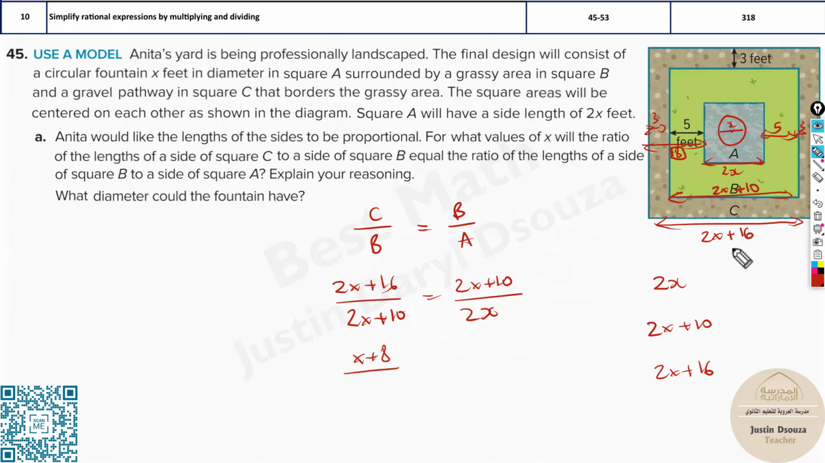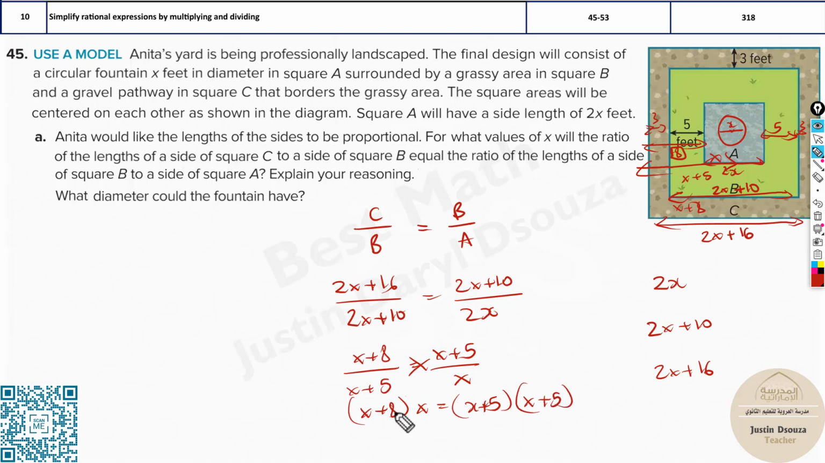Since it's all at the center, you can just take one side only. Instead of 2x, it'll be x here. Instead of 2x plus 10, it will be x plus 5, and x plus 8 here. So x plus 8 over x plus 5 will be equal to x plus 5 divided by x. Now how would you solve it? You can just cross multiply and solve it. x plus 8 will be multiplied with x, which is equal to x plus 5 multiplied with x plus 5.